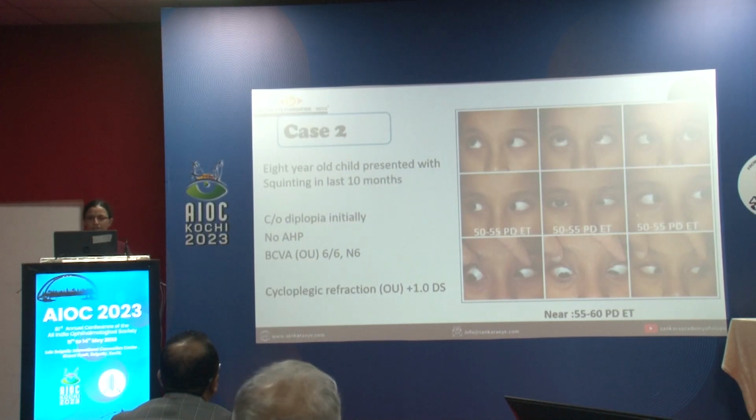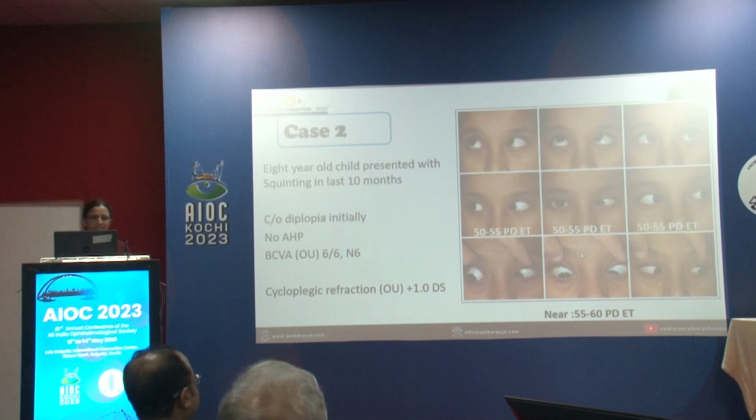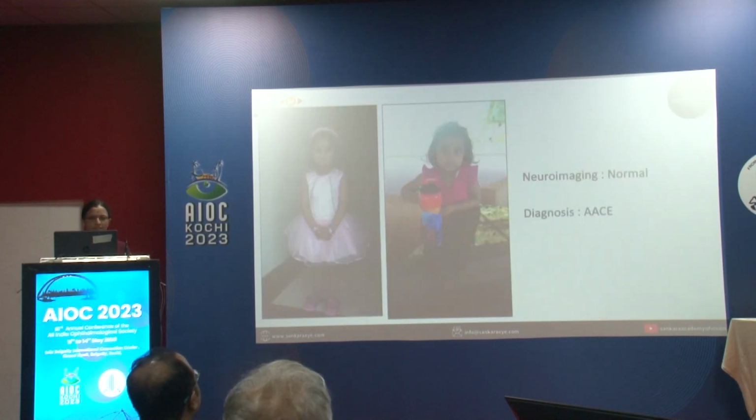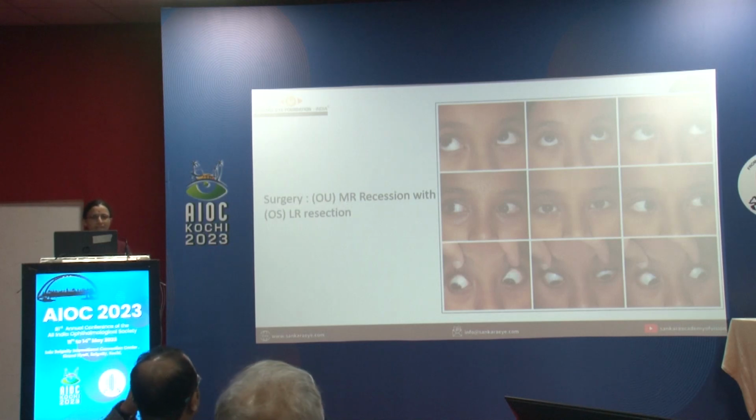It's around 50 to 55, gaze distance near disparity none, gaze angle disparity none. So this is a case of acute acquired comitant esotropia. Again requires surgery after 6 months, no change, underwent surgery.